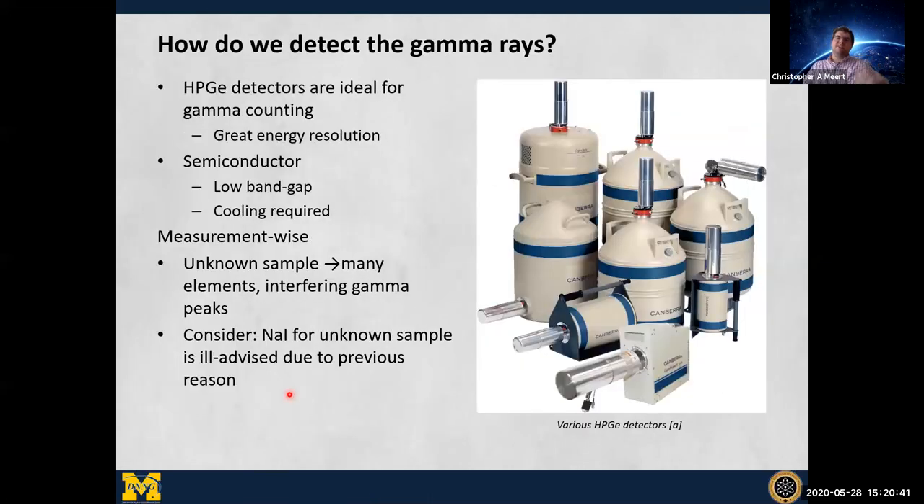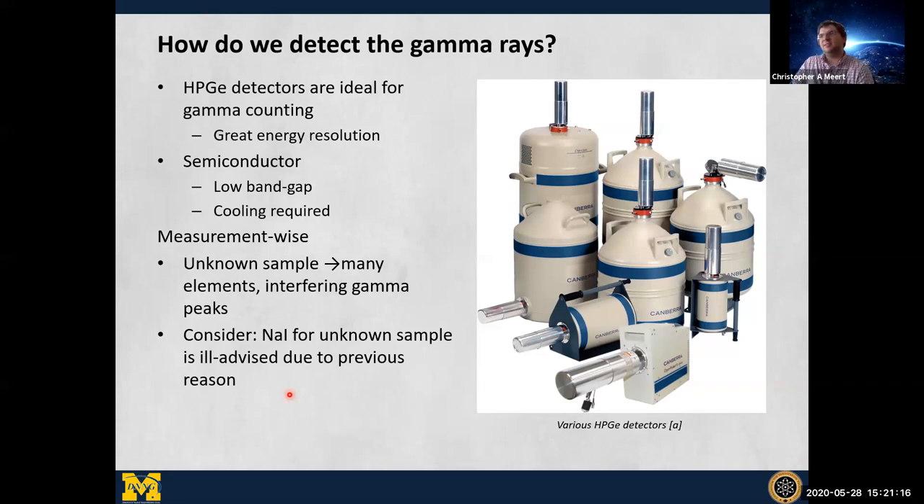So through all this, we discussed our source of neutrons, we discussed our materials, but we can circle back again to discuss how we're going to detect all those gamma rays. The HPGe detectors are ideal for this case, again, because they have great energy resolution. If you remember from Nathan's talk yesterday, they are semiconductors. They have a low band gap, which helps you with your energy resolution, but they do require cooling, which can make this slightly more complicated to use.